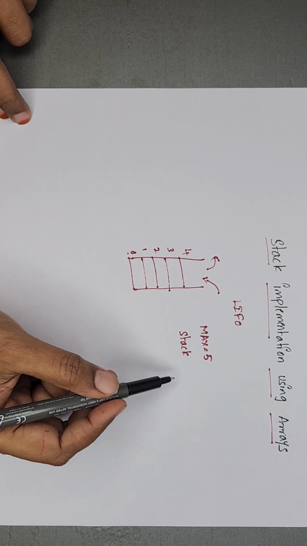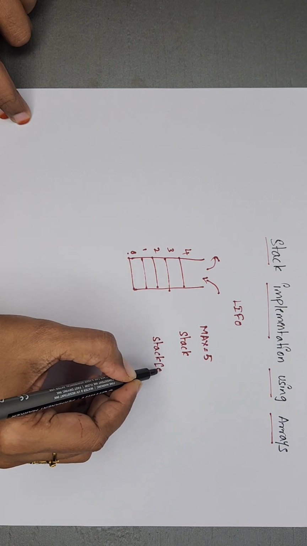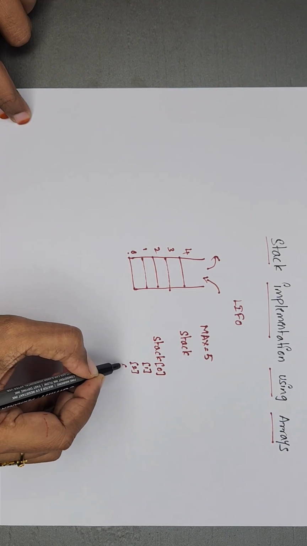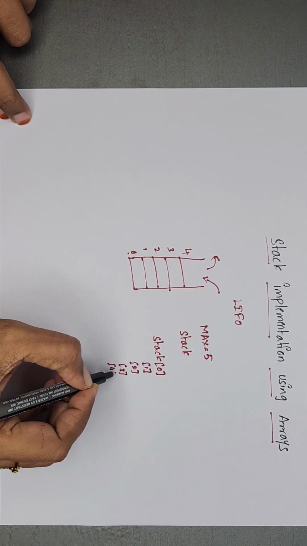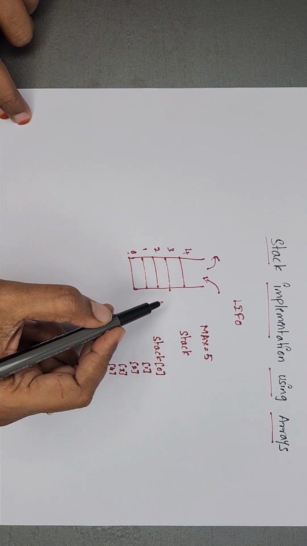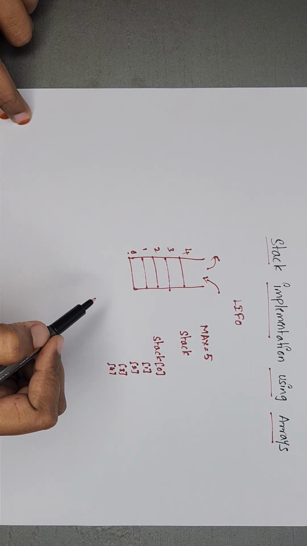If at all you want to insert any one element, where we have to insert? Stack of 0 only we have to insert. Next we have to insert the element in stack of 1, stack of 2, stack of 3, stack of 4. Like this we have to insert the elements one by one. And randomly you cannot insert. So in sequential order one by one we have to insert the elements in stack.